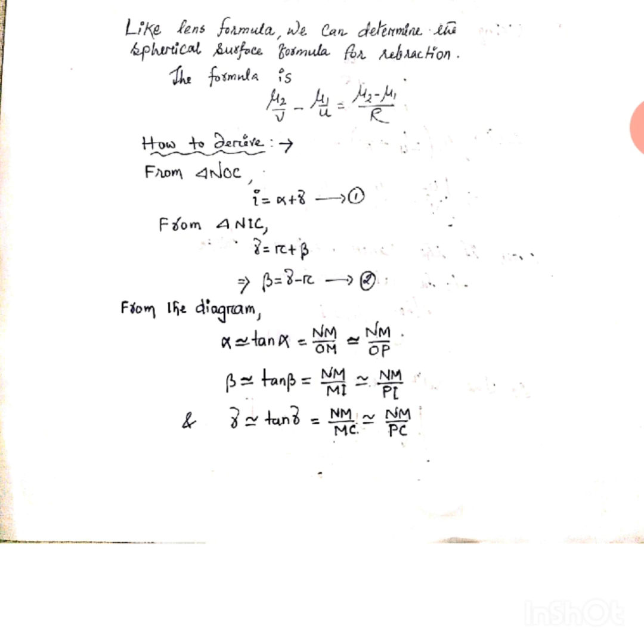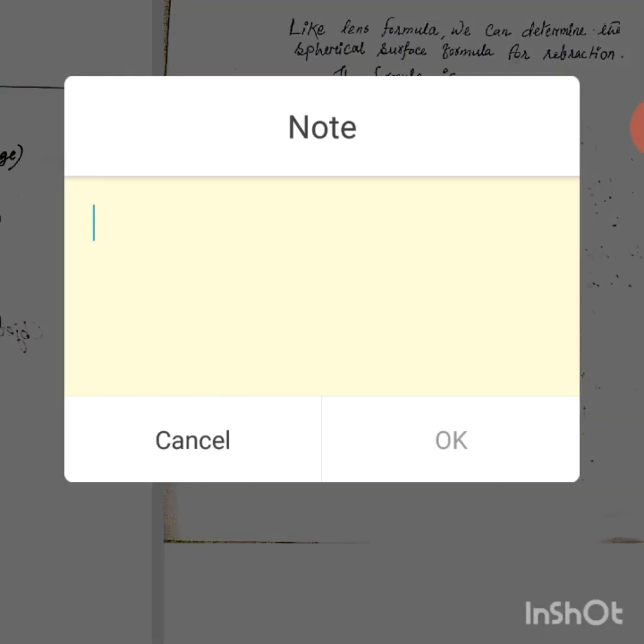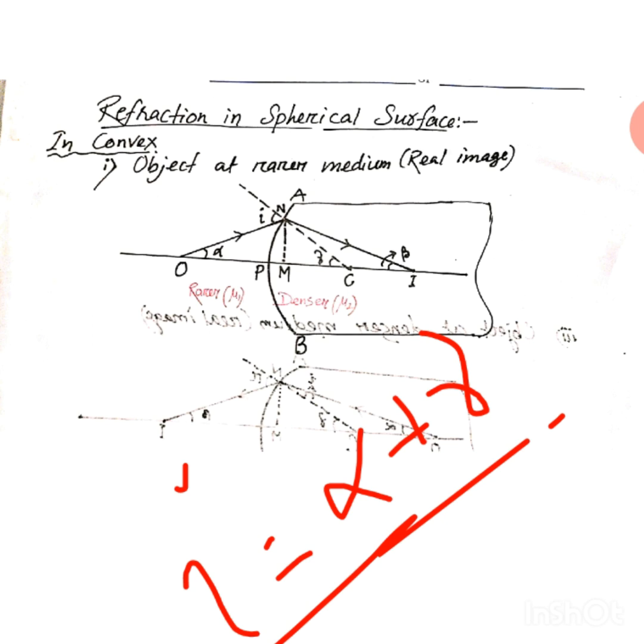Now see, in the triangle NOC, we can write i is equal to alpha plus gamma. Why? We had a theorem. Do you remember the theorem? The exterior angle of a triangle is always equal to the sum of the farthest interior angles.